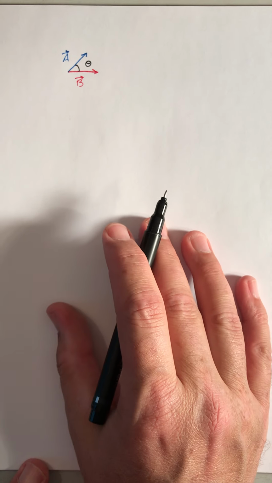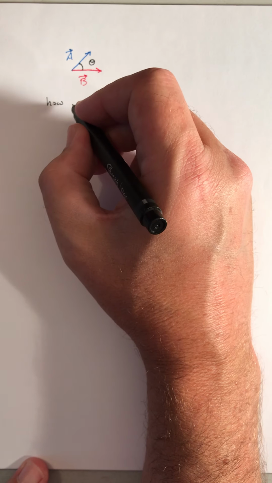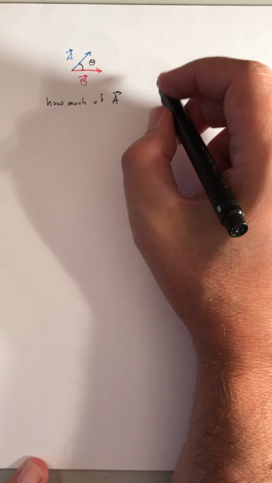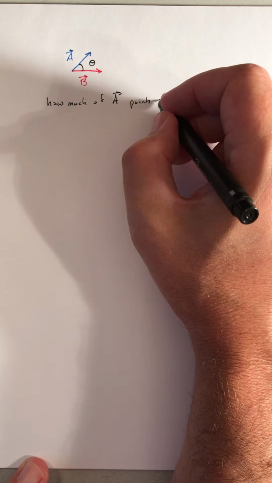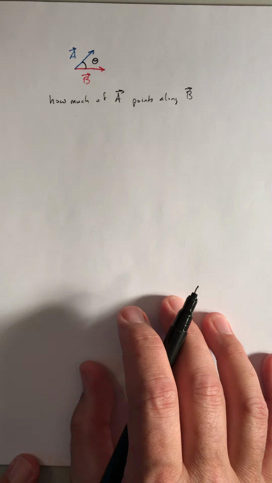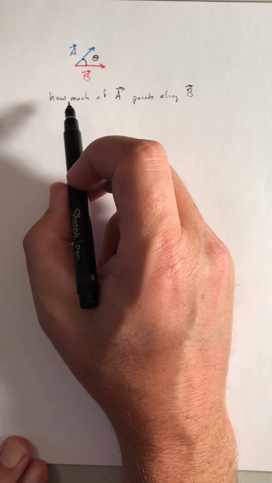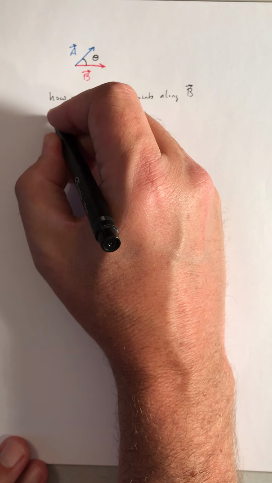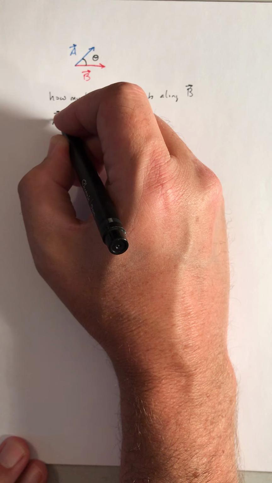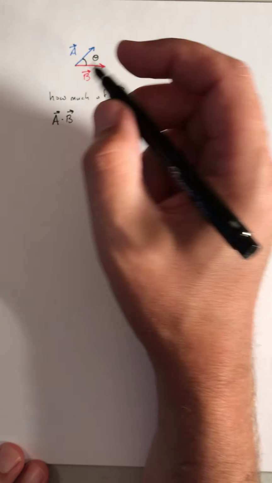So the dot product answers the question, how much of vector A points along the direction of vector B. And so the dot product A dot B, so using the dot is one of the possible multiplication signs.